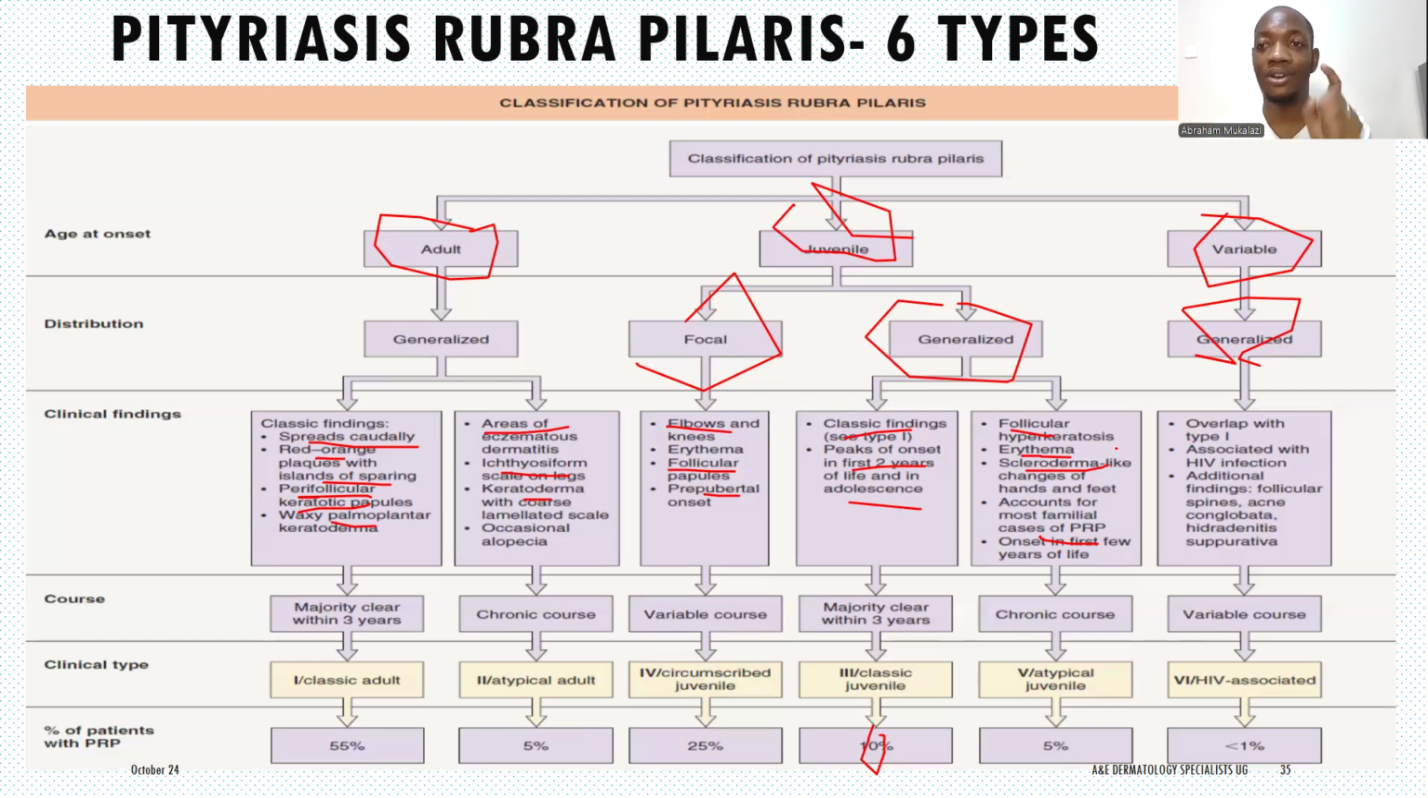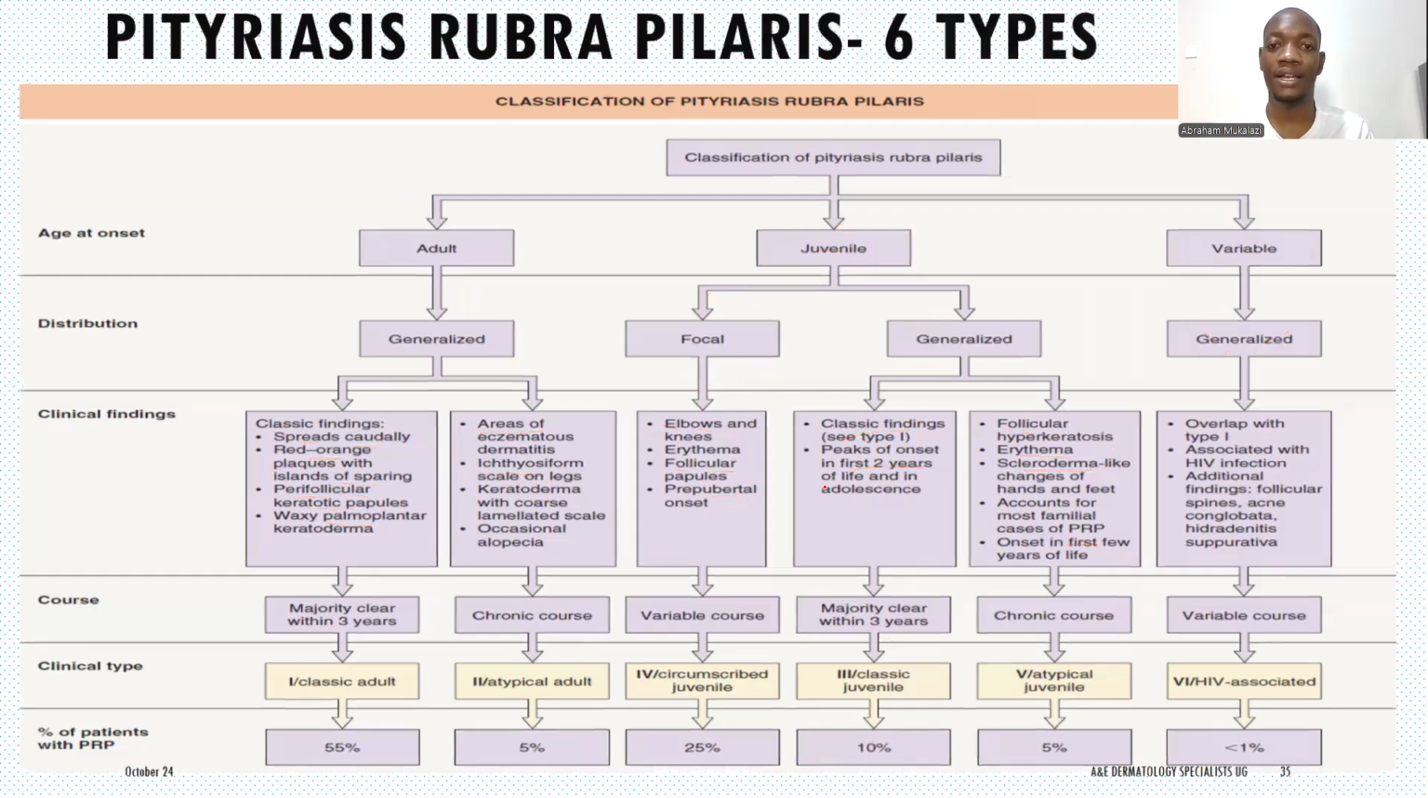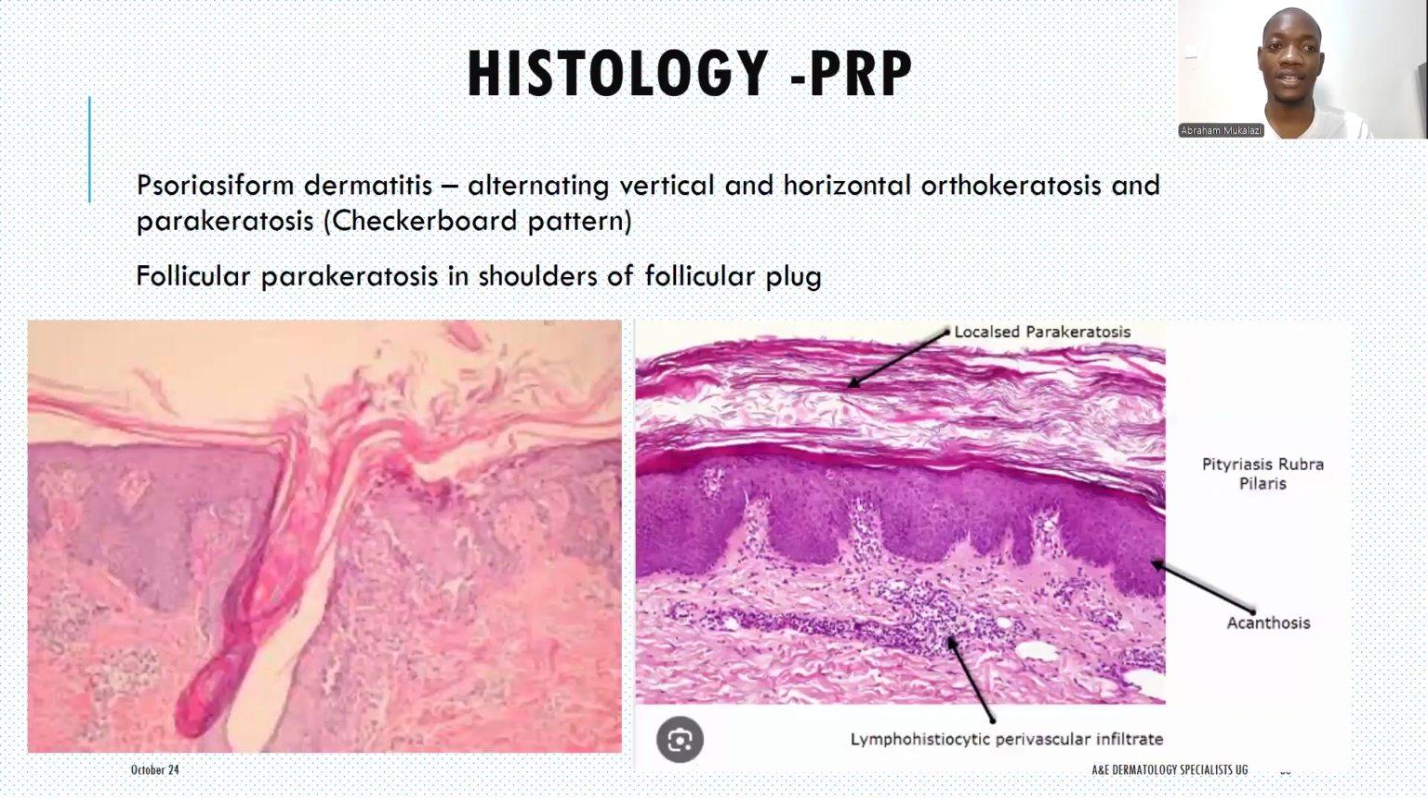And every time you're confused, you can refer back to this table, and then you remind yourself of how this PRP is classified. So continuing further, when you take off a sample for histology, PRP will give you psoriasiform dermatitis. That's why it is categorized together with psoriasis. So on top of that, it will give you alternating vertical and horizontal orthokeratosis and parakeratosis, which usually gives what we call a checkerboard pattern.